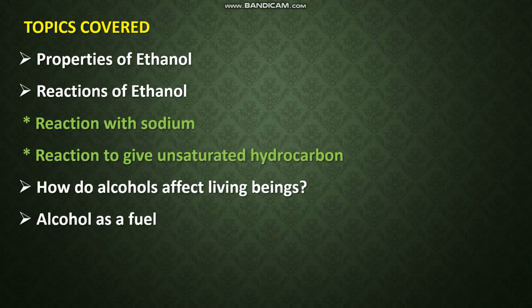So when ethanol reacts with sodium, what are the products? Hydrogen gas is liberated along with the formation of sodium ethoxide. Then how does it give the unsaturated hydrocarbon? When ethanol is heated with concentrated sulfuric acid, water is eliminated from ethanol and what is formed there? Ethene, an unsaturated hydrocarbon, is formed. What is the role of sulfuric acid here? It is acting as a dehydrating agent. What is meant by a dehydrating agent? Which removes water from the compounds. So in this reaction, concentrated sulfuric acid is acting as a dehydrating agent.